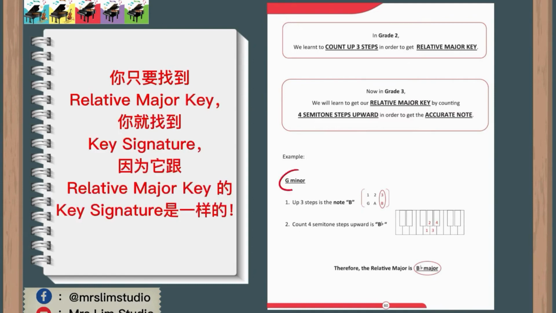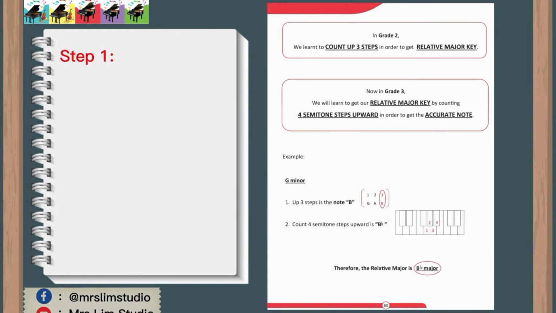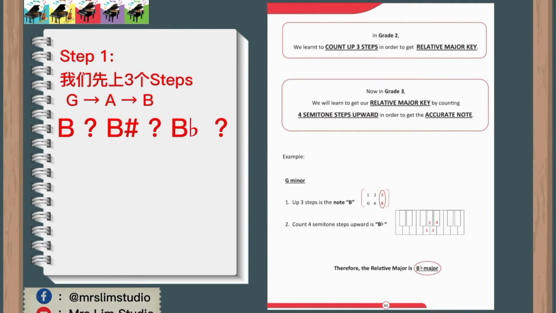In this first example, we have a G minor. Step 1 is to count 3 steps up: G, A, B. We now know the letter name is B. But we do not know whether it's going to be a B sharp or a B flat. This is when we move to step 2.